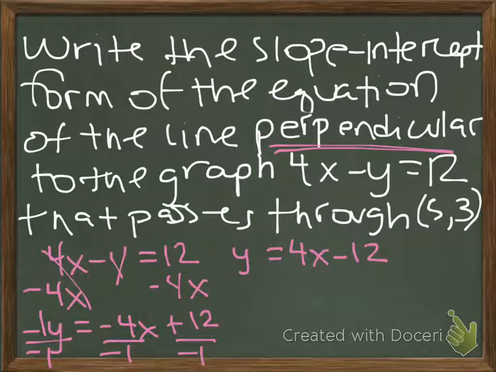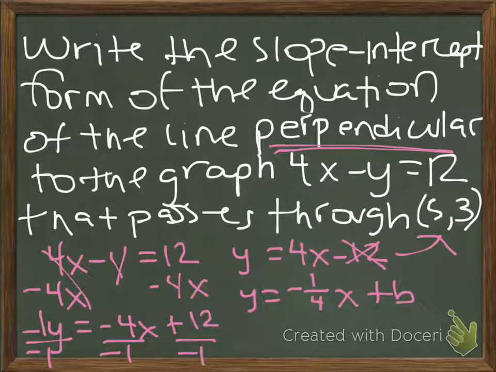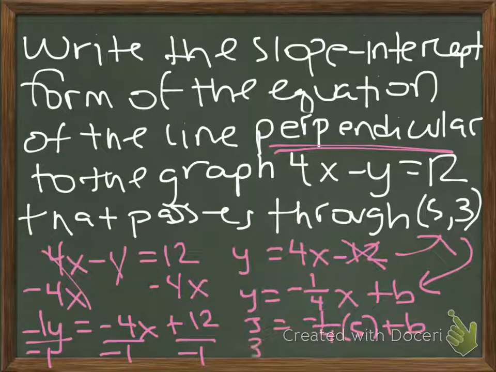Since we need an equation that goes through this point, we don't want our b. We also need to change our slope because it's not parallel, it's perpendicular. So we need to change it to be the opposite sign, so it's going to be negative, and the reciprocal, so 1/4. So our new equation is y equals negative 1/4 x plus b, and to solve for b, we're going to take our point and plug in our y and our x. So y goes in as 3, x goes in as 5, and we are solving for b.